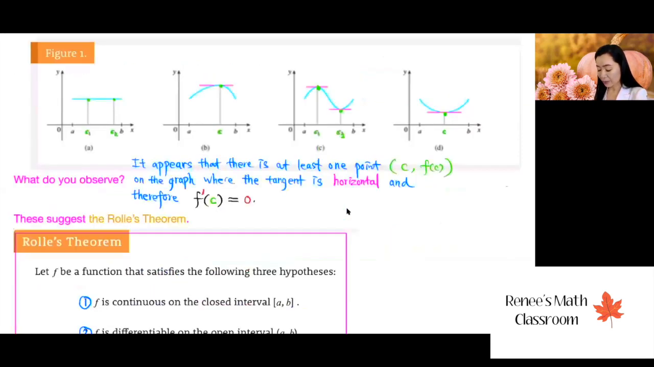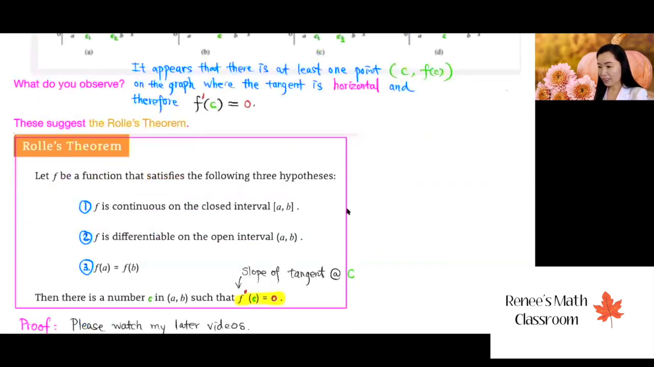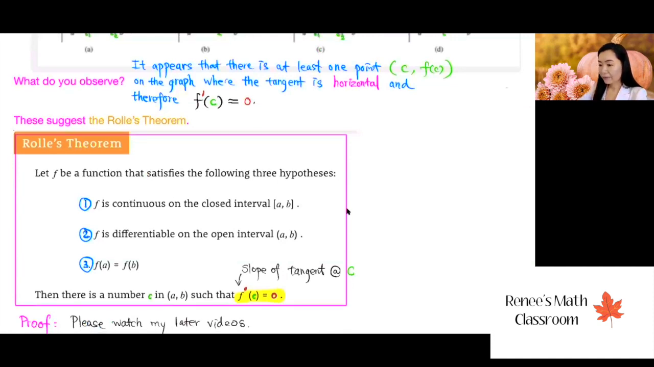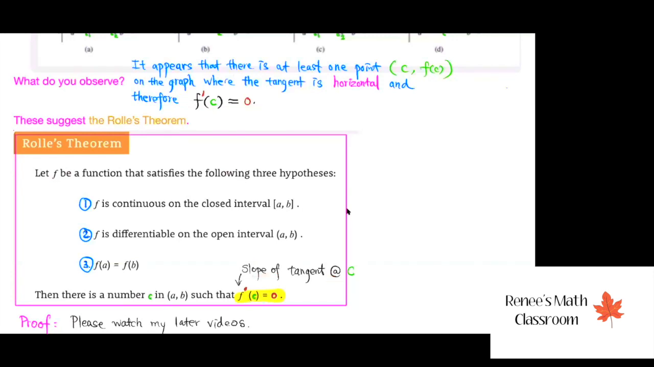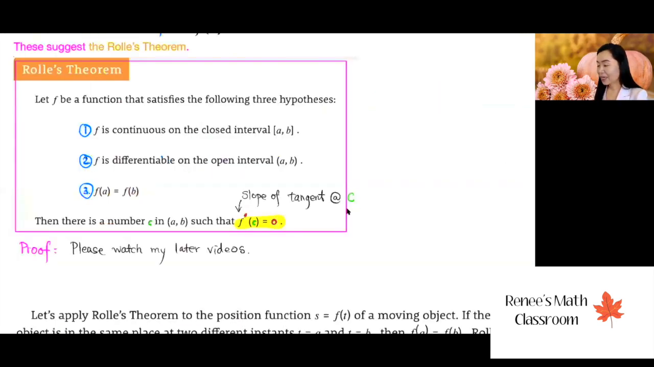Actually, it is proven. It's called Rolle's theorem. So Rolle's theorem says that if the function satisfies these three hypotheses, if it's continuous on this closed interval, differentiable on this open interval, and f(a) equals f(b), the two ends are at the same level, then what happens here is a guarantee that there is at least a number c such that f'(c) equals 0. So the slope of the tangent at c will be equal to 0. Yeah, so that is Rolle's theorem. For the proof of this, I made a video, so you can watch that later.